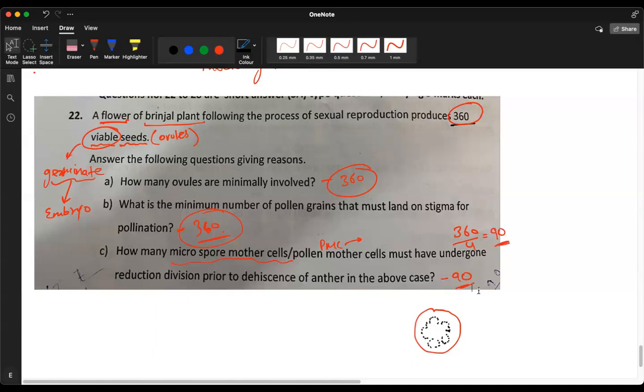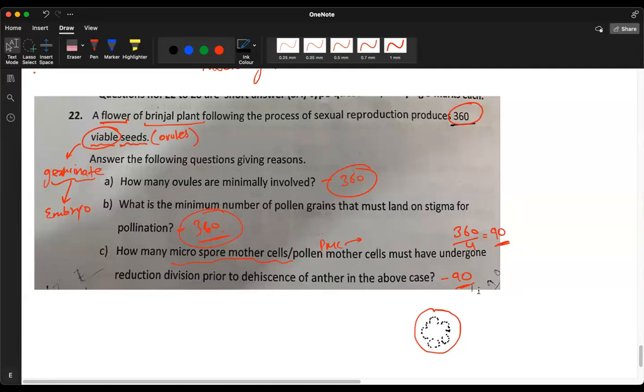Any doubt? Any confusion? Sir, what about megaspore mother cell, if they had asked this question? What would be the answer then? What do you think? 360. Yes, you need 360 megaspore mother cells to undergo reduction division, because every megaspore mother cell will form a tetrad. But the problem here is 3 will degenerate, only 1 will form an ovule. So to make 360 ovules, you will have to make 360 megaspore mother cells undergo the whole process of megasporogenesis. So basically, they are asking the question from megasporogenesis. In this case, they are asking from microsporogenesis. Is that clear? Yes, sir.